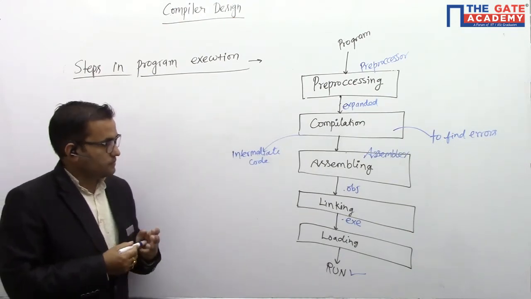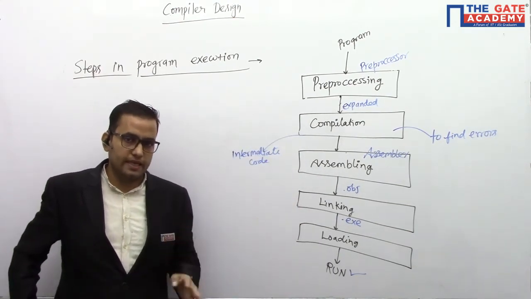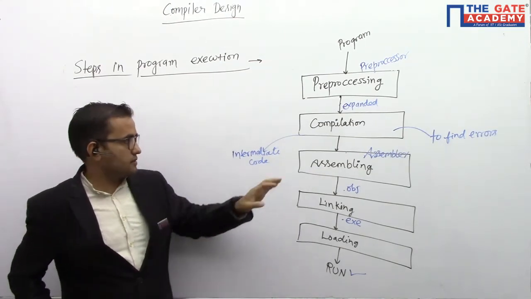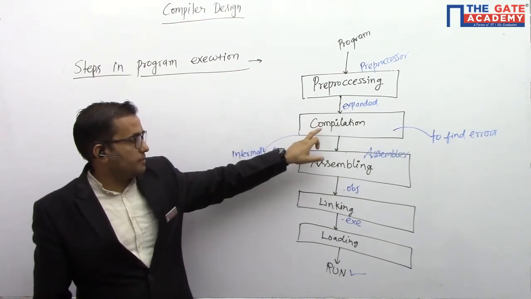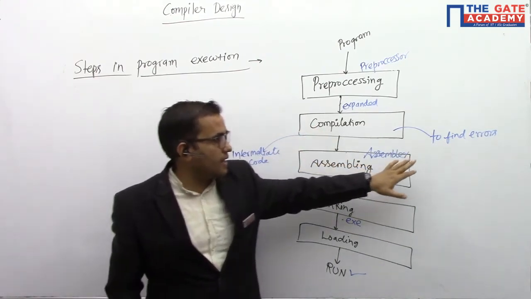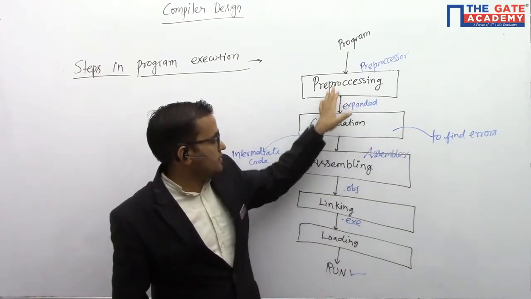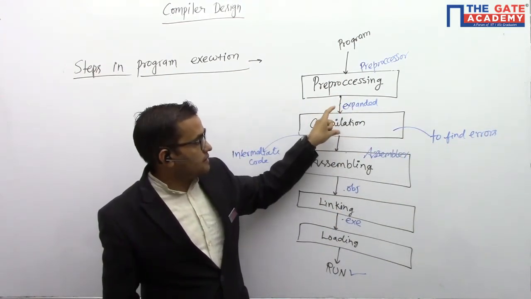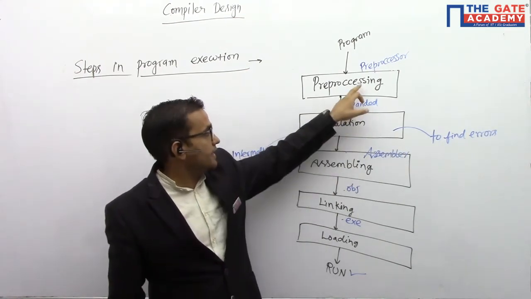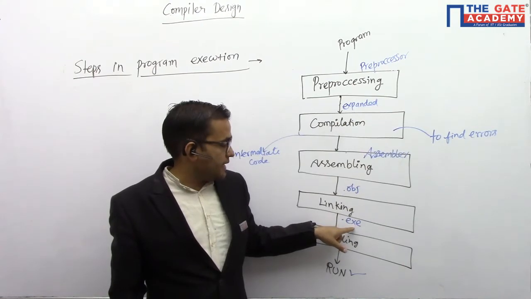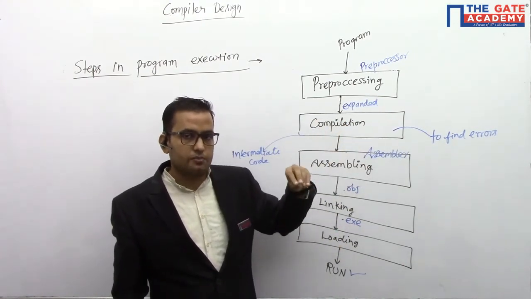So these steps in program execution are not so important for the GATE. I just want to let you know the compilation, and meaning of compilation is to find errors only. That's why I have discussed all these things, because meaning of compiler is only to find errors. It doesn't mean that it expands the program or creates an exe. No, nothing. It just finds the errors and it will create object file.